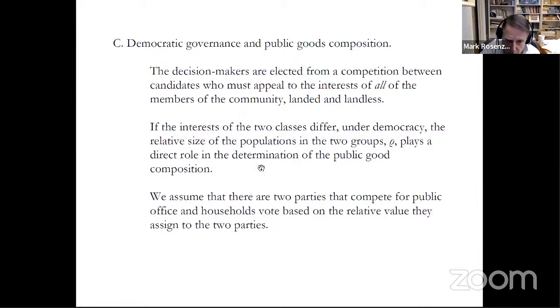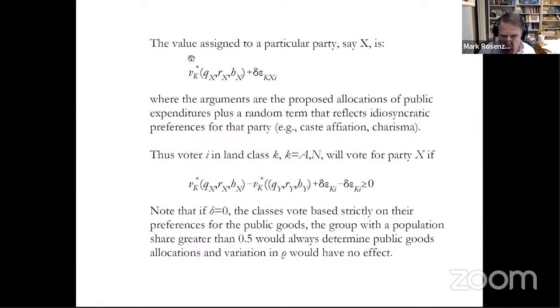So we assume there are two parties that compete for public office, and the households vote based on the value they assign to the parties. We can specify the value assigned to a particular party X as a function of the promises, their platform, which is how much is going to be spent on Q, R, and H, okay, plus a random term. This is the stochastic voting model, okay, where people are going to vote based not only on the returns they get from the particular composition of public goods, but on other factors that are orthogonal to that, which may be related to the fact that they were the same jati, or they have charisma, or some other factors as well. And that's there because otherwise, if any group had a simple majority, then that would completely dominate what goes on.